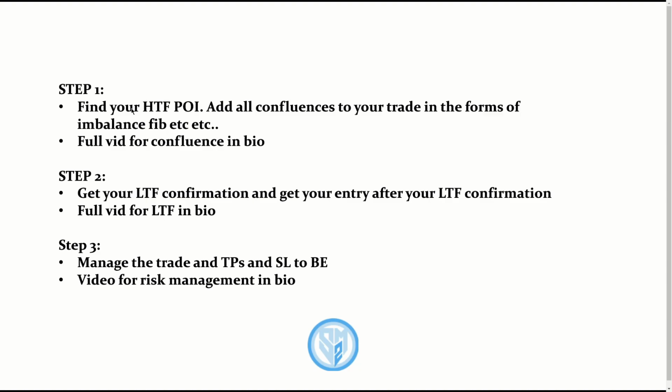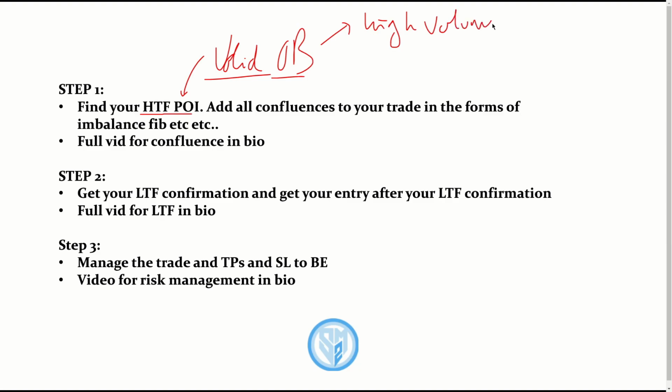If we begin with step 1, it's first of all finding your higher time frame POI, so your higher time frame OB, your valid OB. And if you're asking what makes a valid order block, first it has high volume, and I've made a full video on this, it's my most famous video on this channel. Second, you want it to have a break of structure, and your third thing is it's not mitigated, meaning price hasn't tapped back into it. I advise you to also watch my order block video in the description down below.